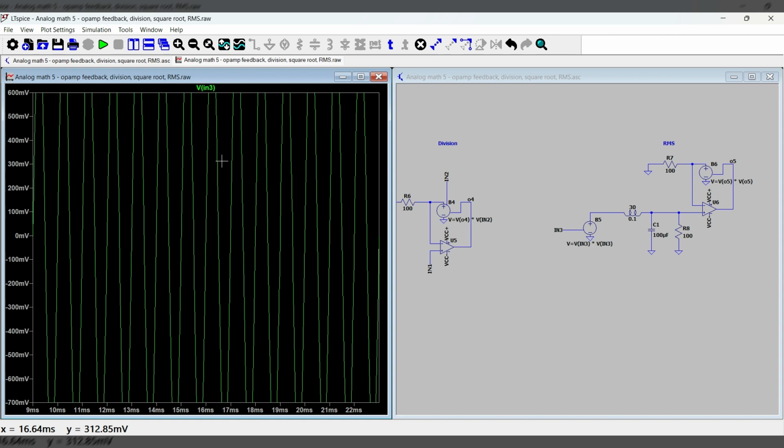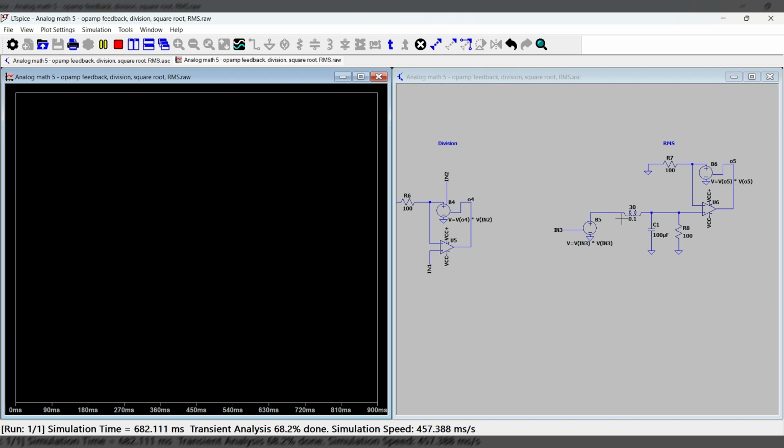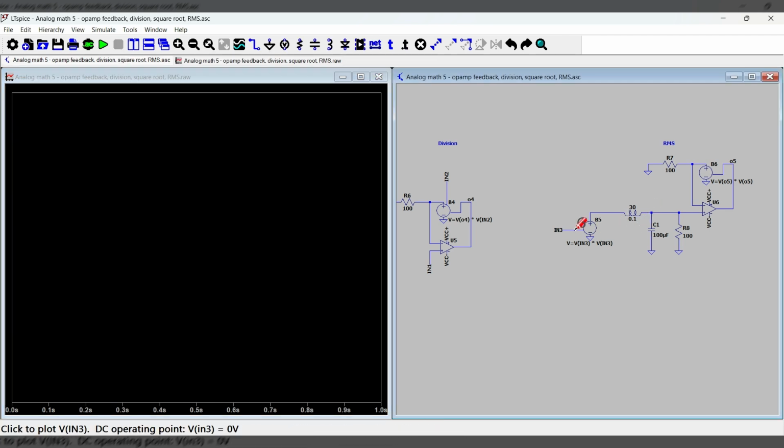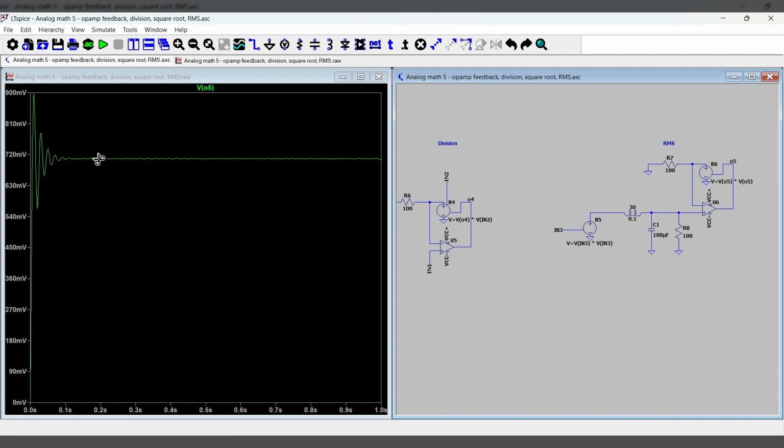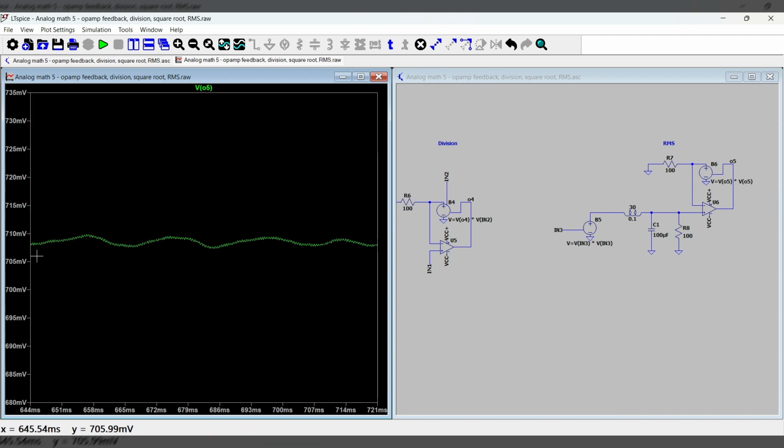So let's see the result of that. I'm going to run this again to zoom the graph back out. So what do we expect? Well, we have a voltage that's a sinusoidal wave going up to 1 volt. So we expect the RMS to be around 0.707, which is 1 over root 2. And if we measure the output, is that actually true? When it settles, we get 0.708 volts. So it's very close to 0.707, good enough.